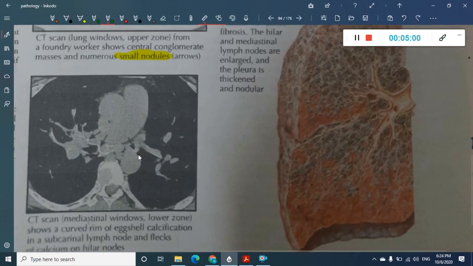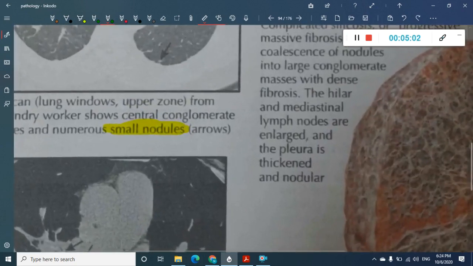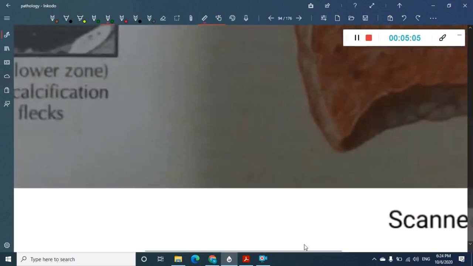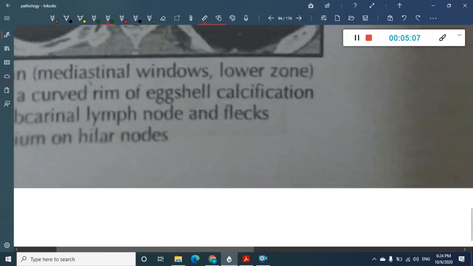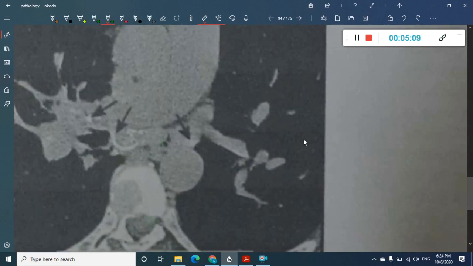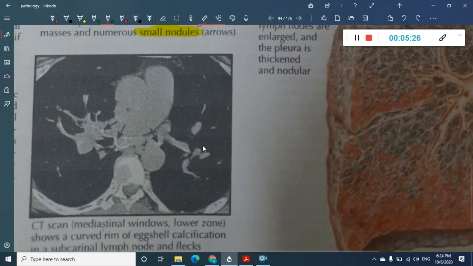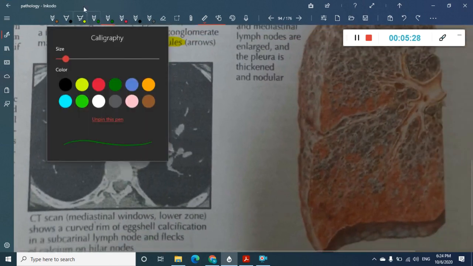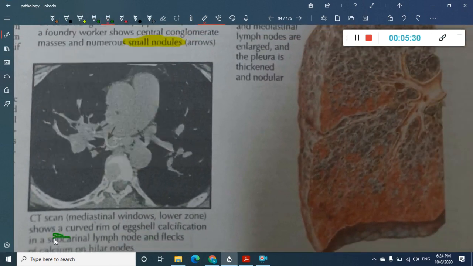I'll just zoom in a little more so that it becomes even clearer. Now you can see this one, and here also, and here. These white colored areas are the silicotic nodules which you can appreciate in this figure. Those are the hilar lymph nodes which are subcarinal, which have undergone fibrosis.